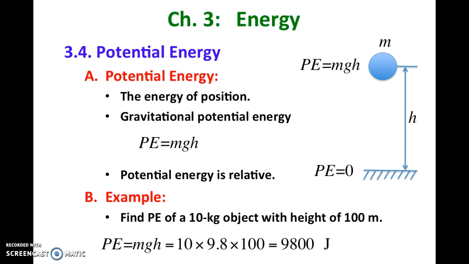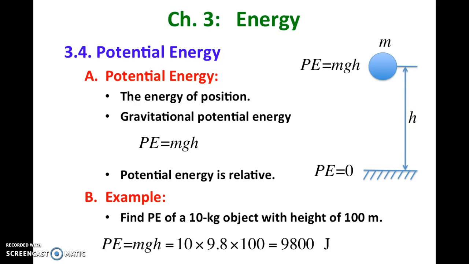Energy of position is called potential energy. An object with mass m and height h possesses potential energy given by mgh and called gravitational potential energy because it's related to the force of gravitation. When you lift an object to height h, you need to do mgh work against the gravity. Due to the work done, the object gains mgh gravitational potential energy.